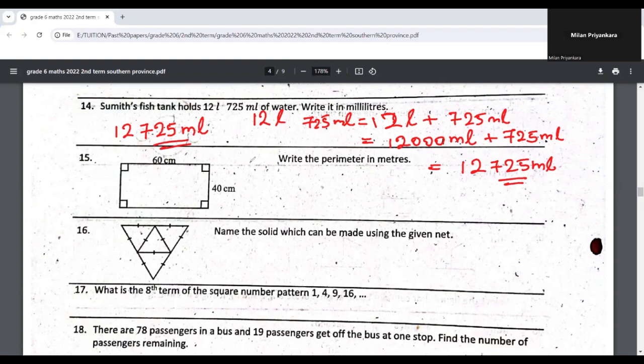And in this kind of questions, please do not miss the units. You must write the units in this kind of question, right? In any question, if you have units, you must mention the units, right?